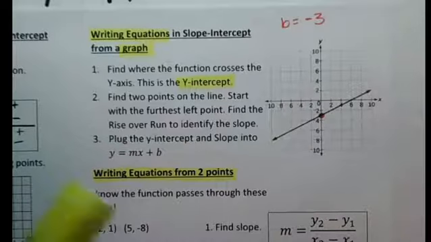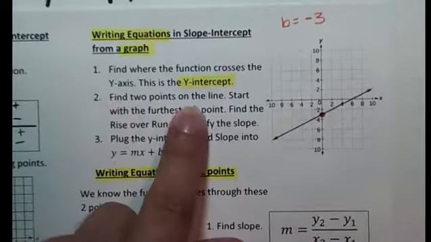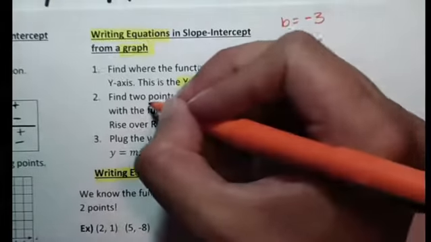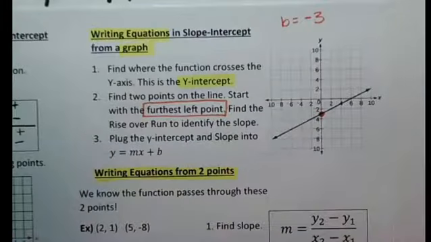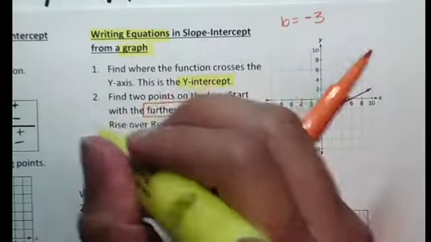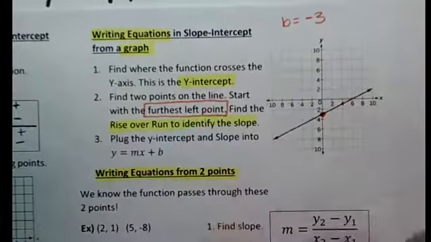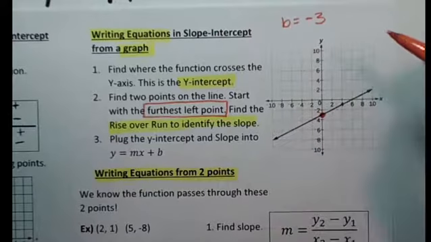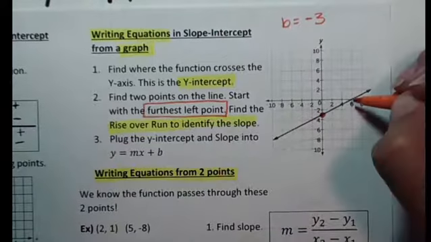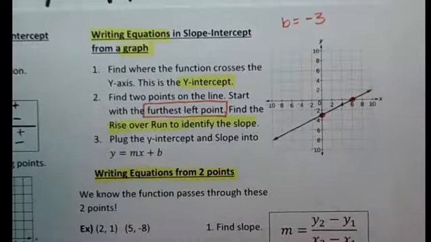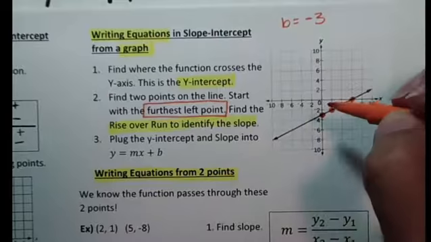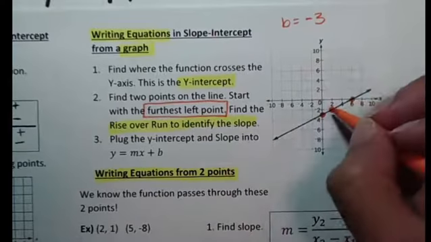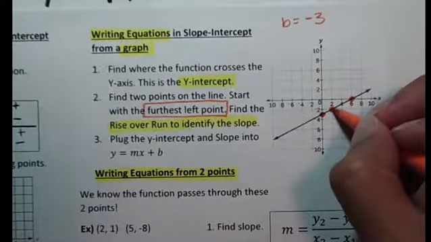Okay, the next step is I'm going to find 2 points on the line, and we want to start with the farthest left point. We always do that. And then find the rise over run to find the slope. So again, we're working from here. I'm going to pick another point or a couple points on the line. This one looks like it intersects perfectly, as well as this point right here. So the two that intersect perfectly, I'm going to start at the farthest left point, which would be here if I'm using these 2 points.